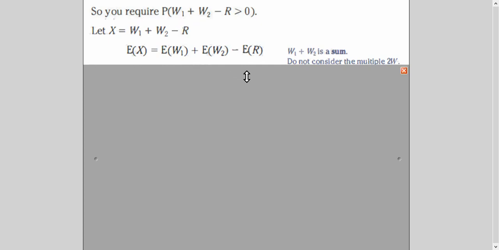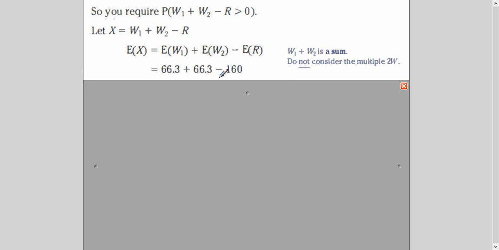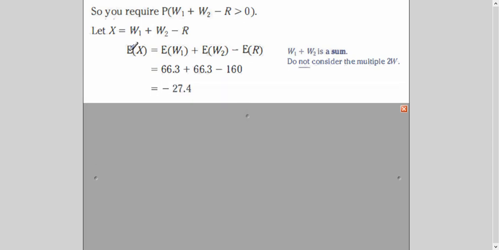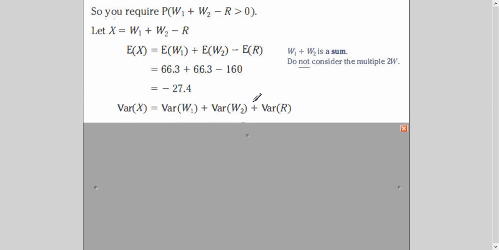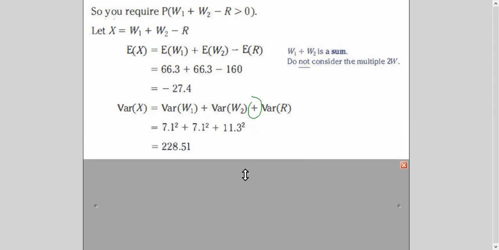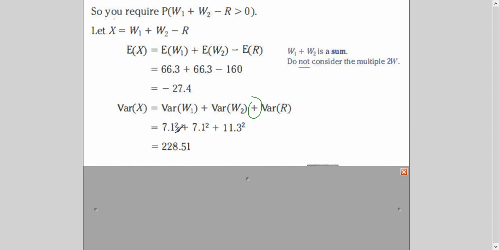So you will just substitute the values here and you will get the answer for mean of x, because we are representing this by x. Similarly, I have to find the variance of x. Now, do you remember a very important thing? That is, you add here, you do not subtract here. So it is variance of W1 plus variance of W2 plus variance of R. And we have seen this thing in previous videos also. So you will get a variance and mean both.